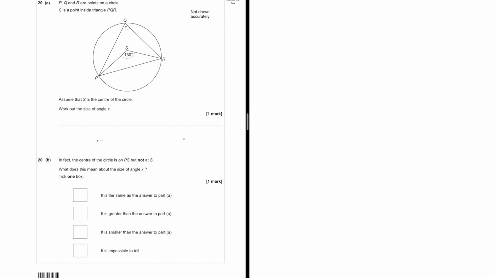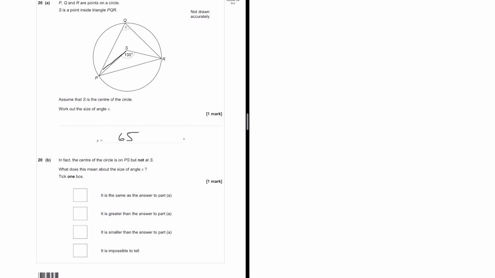So, and I'm completely blanking on the name of the rule, but basically when we have this set up, we know the relationship between these two angles is that angle X is going to be half of this angle below. So X is going to be 130 divided by 2. So X is 65 degrees. Now, we are told that the center of the circle is on this line, PS, but not at S.